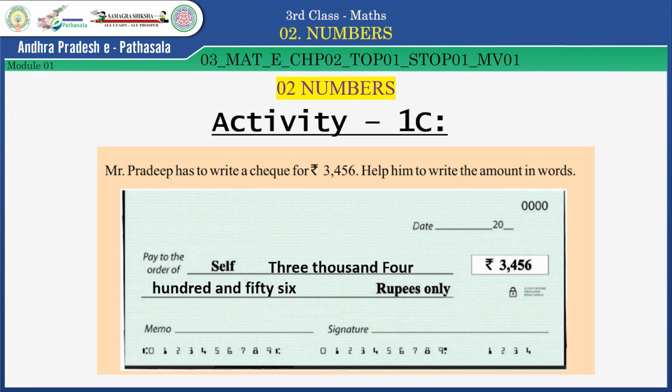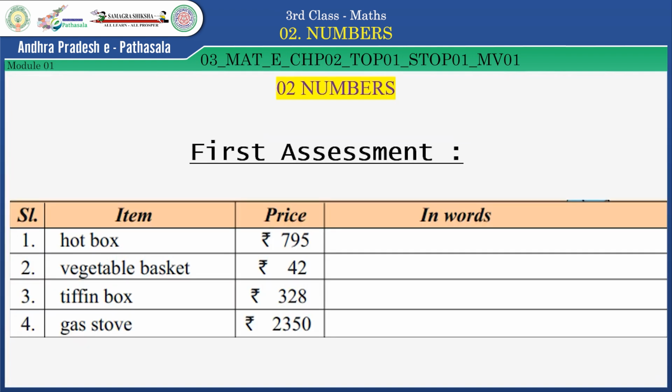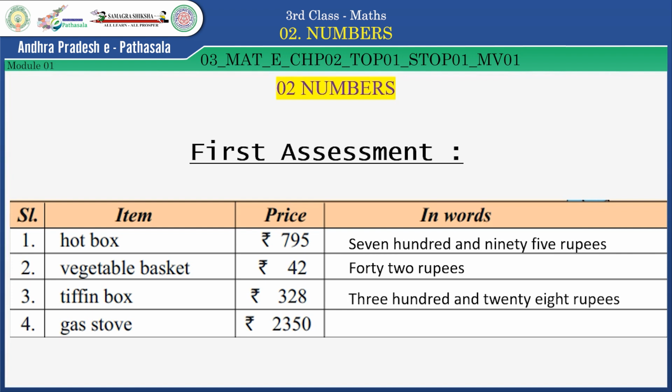Students, here is your first assessment. You can see the price of the items. Can you write them in words? What is the price of the hot box? Yes, it is 795. What is the price of vegetable basket? Yes, very good students, 42 rupees. What is the price of tiffin bags? Yes, very good students, 328 rupees. Next question. What is the price of gas stove? Yes, very good students, 2350 rupees.